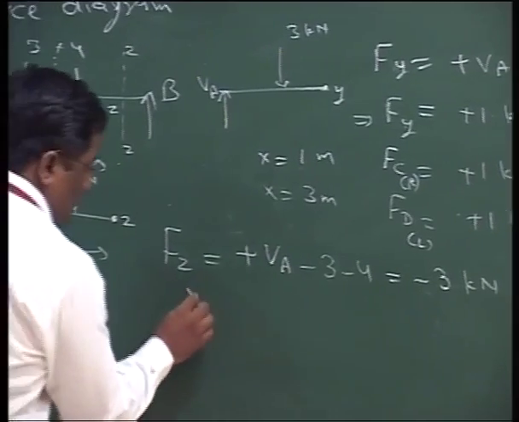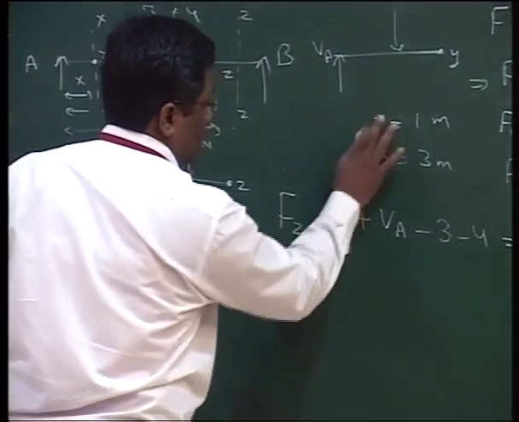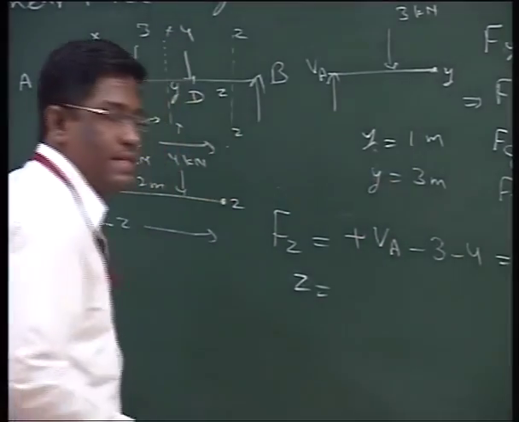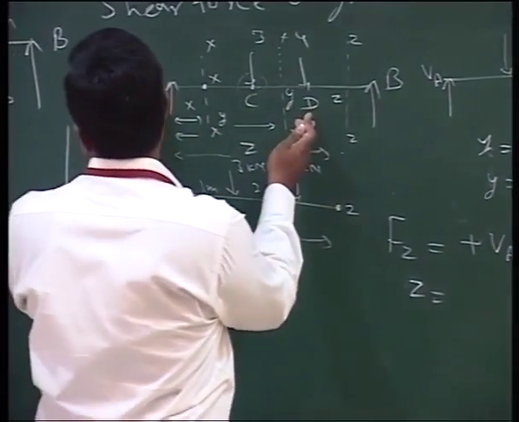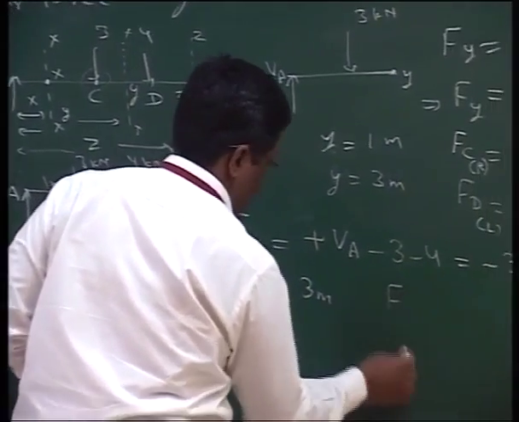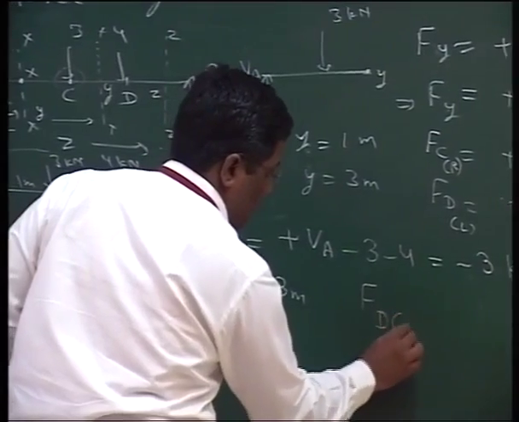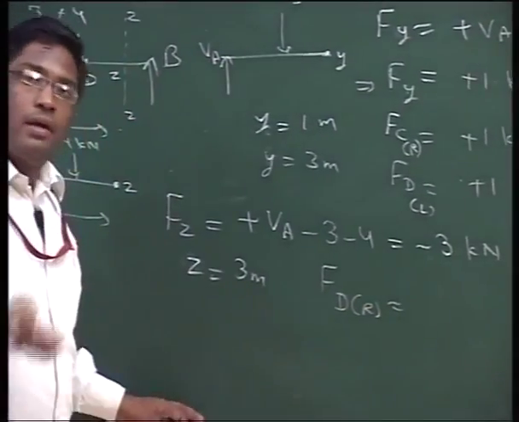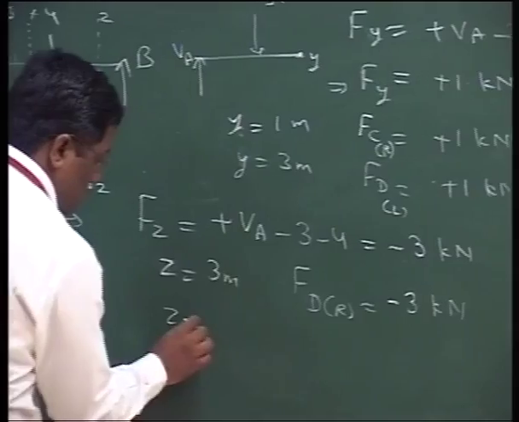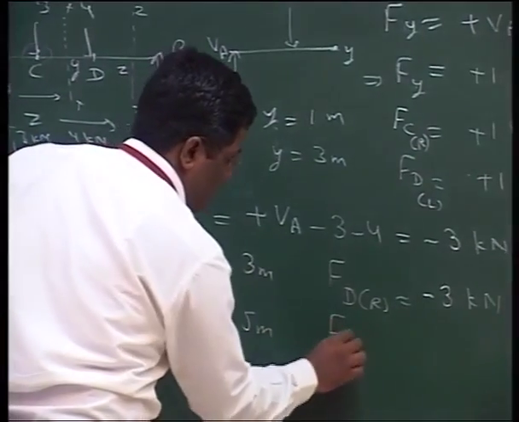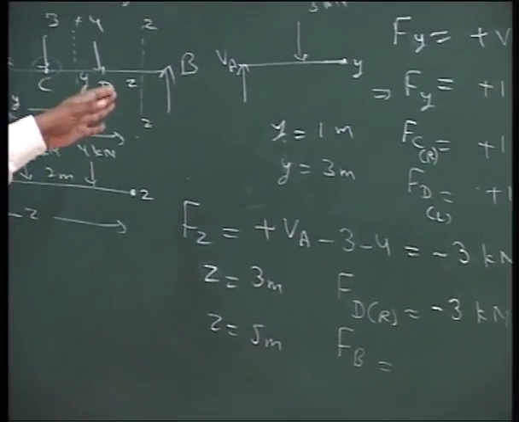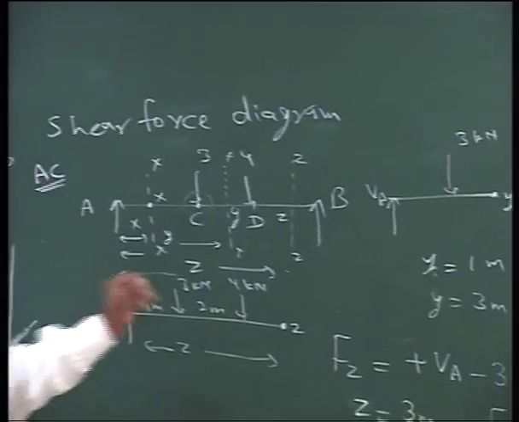That means that at Z is equal to, this is Y, we can say, this is also Y now. If we talk about Z, then Z here is 3 meter and here it is 5 meter. So Z is equal to 3 meter, then F of Z will give you FD, and we know it will be right, then it is minus 3. In the same way, Z is equal to 5 will give you FB. There is no need on the corner points to write left or right, because at the point B there is no right. In the same way at point A there is no left.